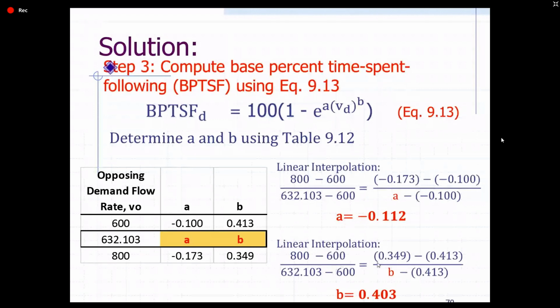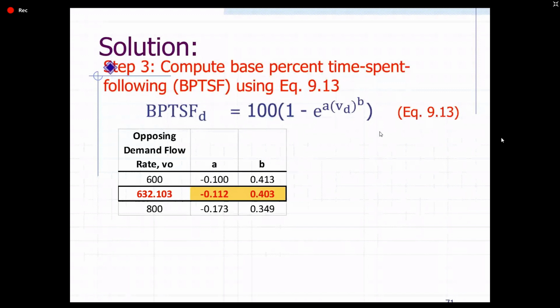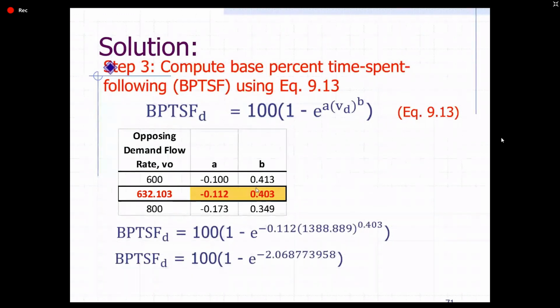Knowing now your A and B, substitute natin ito sa equation natin to determine your base PTSF. Baka hindi nyo makita yung formula natin, ganito yung itsura niya. Your V sub D is raised to B, and then your E is multiplied by your V sub D. So, itong A multiplied by your V sub D, i-raise natin sa E natin. So, ganito siya. Ito yung values natin. So, your E raised to negative 0.112 multiplied by 1388.889 raised to 0.403.